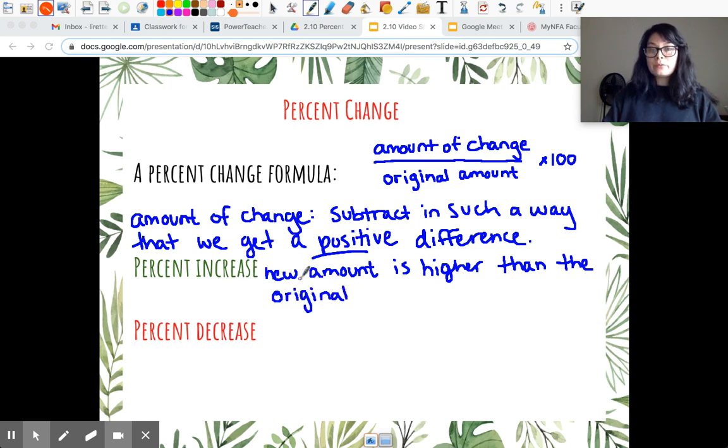So for example, if I was marking up something that I was selling in my own store, that would be a percent increase, because the new amount that I'm charging for that item is going to be higher than the original price that I paid for it if I'm the owner of a store and I'm selling something. If I'm a consumer and I buy something on sale, that's an example of a percent decrease, where the new amount is lower than the original.